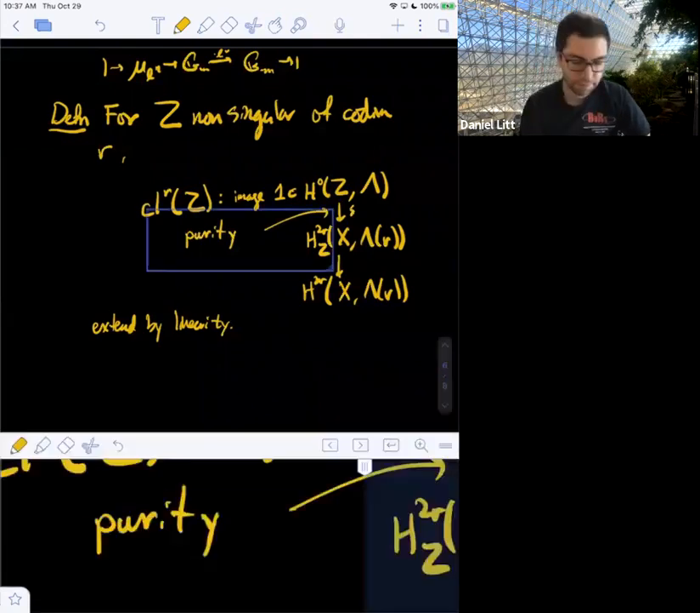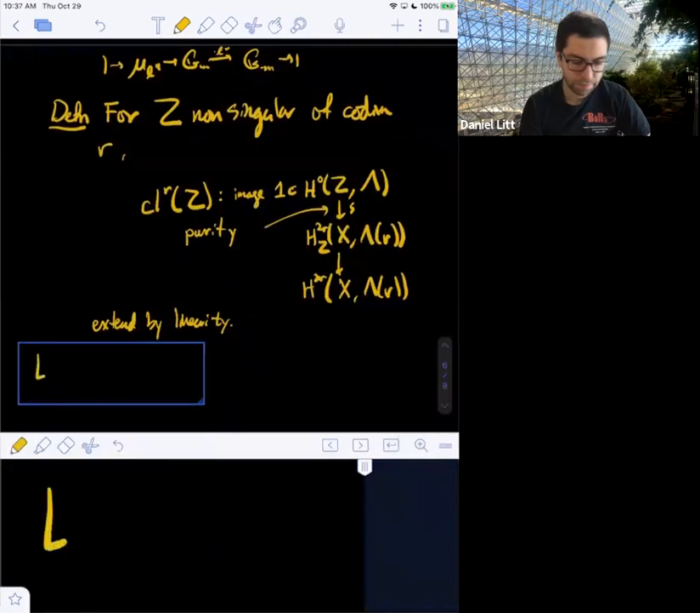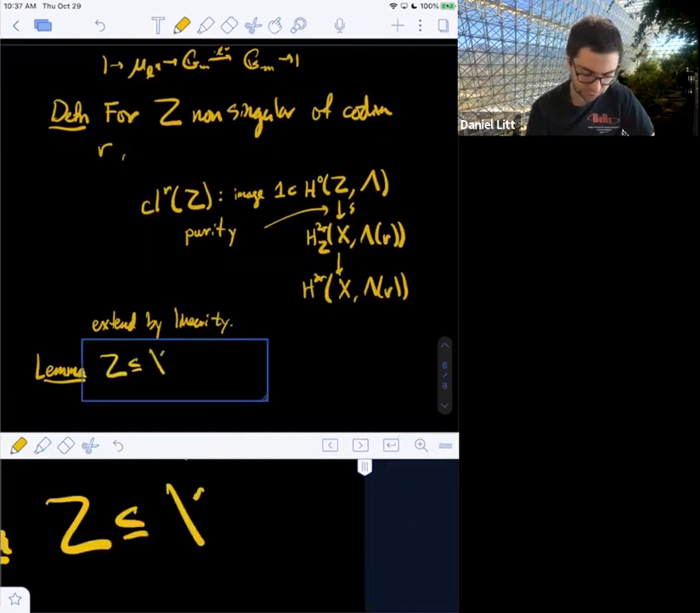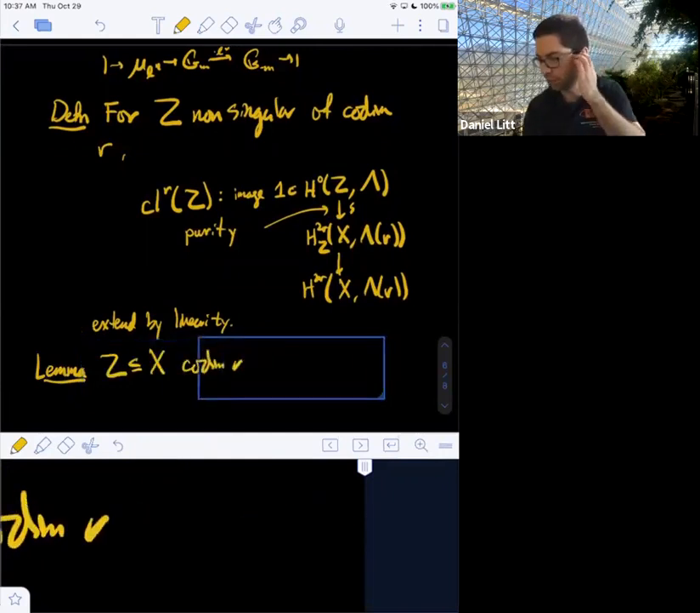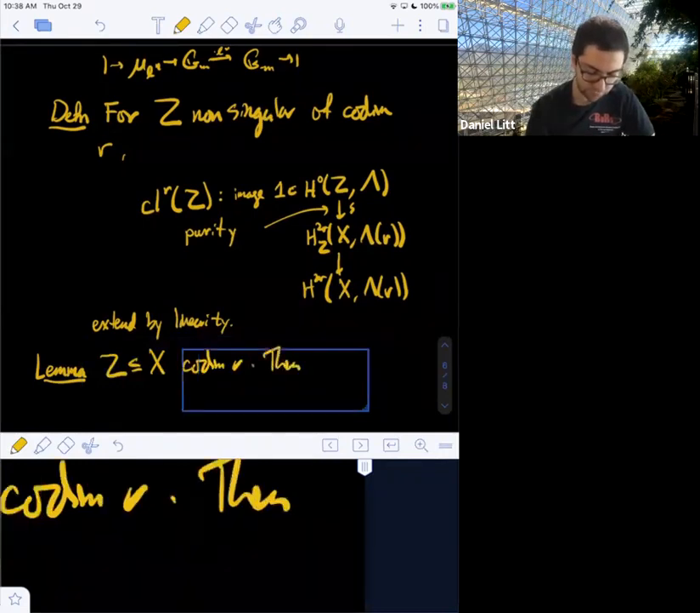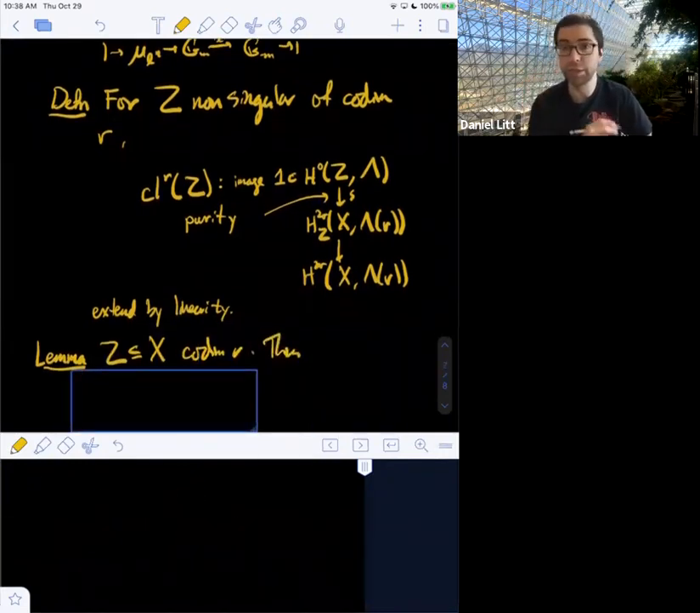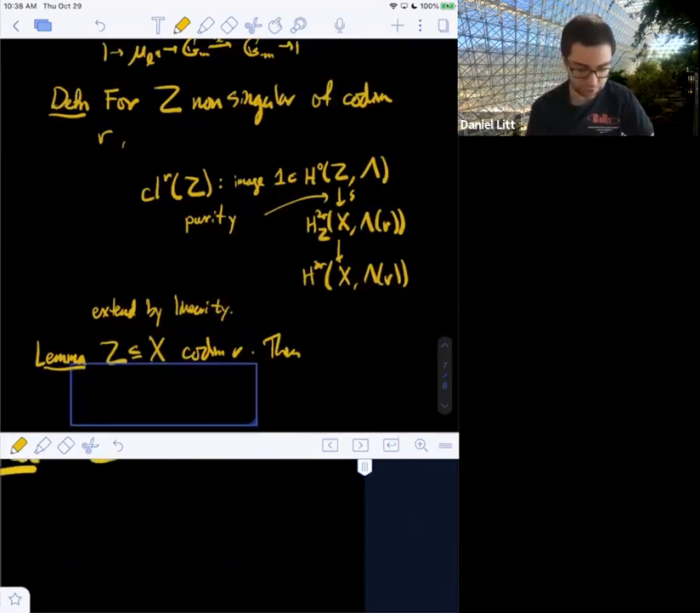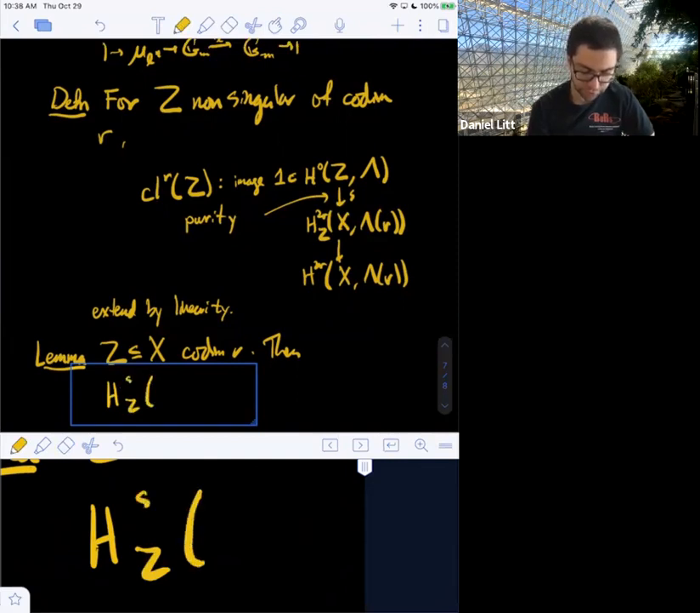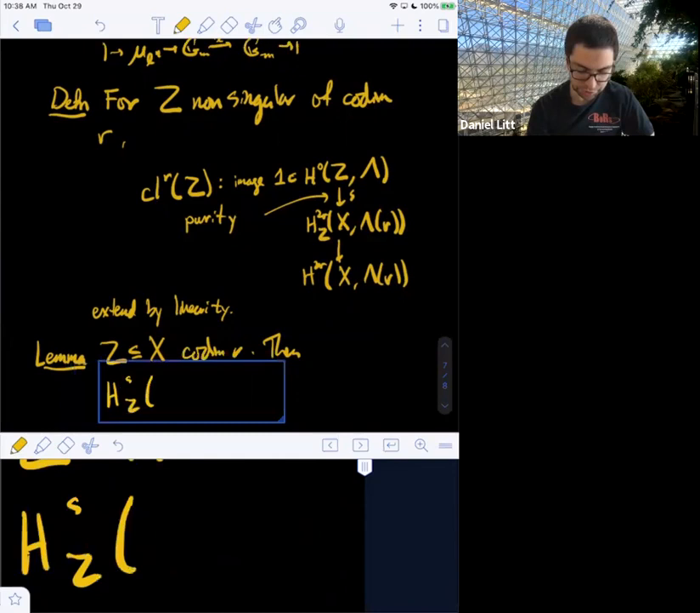Okay, so then what about for non-singular Z? So the lemma, which maybe I'll say a word about the proof of, is that let's suppose Z inside of X has codimension R. Now with no non-singularity assumption, the cohomology with supports on Z still looks very close to what it does for non-singular Z. So first of all, H^S with supports on Z of X with coefficients in lambda is 0 for S less than 2R.